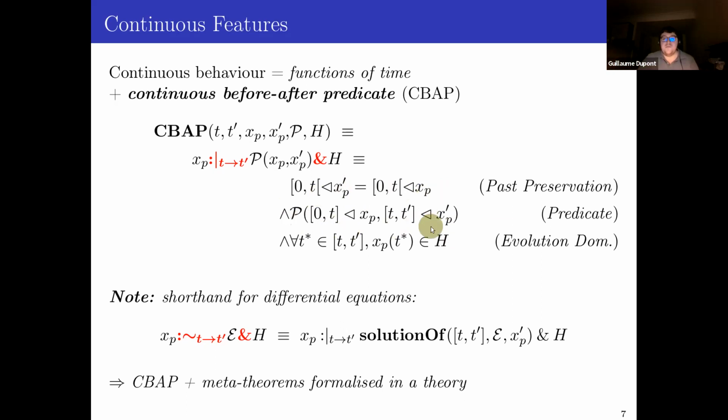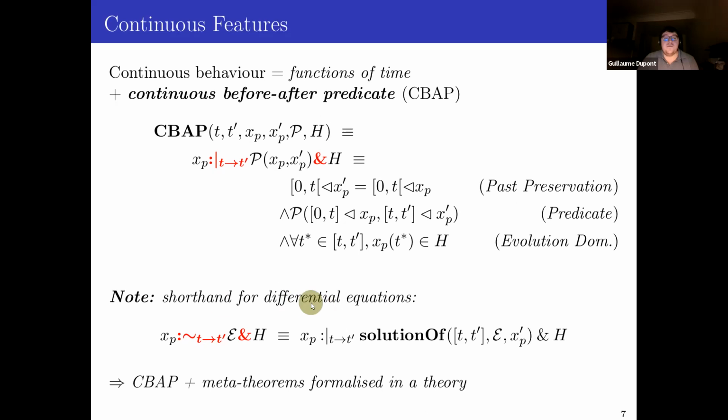On [t,t'], which we could call the present and the future, the variable becomes such that the predicate is true, and also the variable remains in some kind of evolution domain, sometimes also called local invariant, which looks like the predicate that is below the places in the hybrid automata. So basically, x_p becomes such that on [t,t'], it abides by P and remains in H.